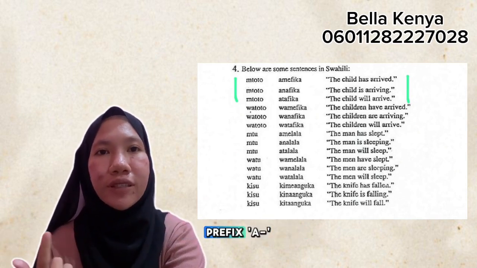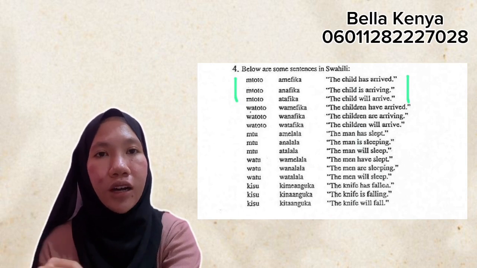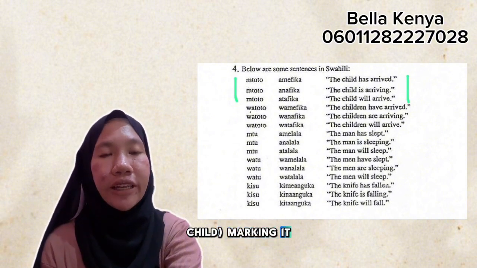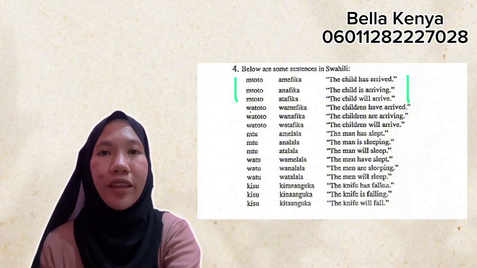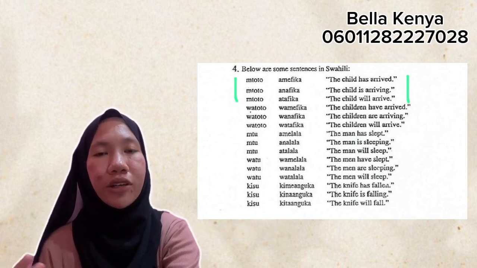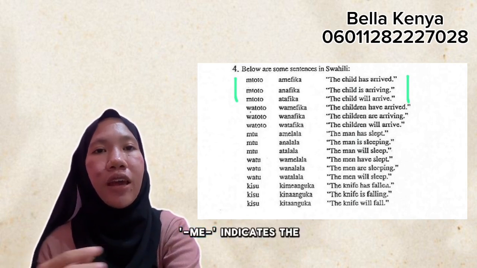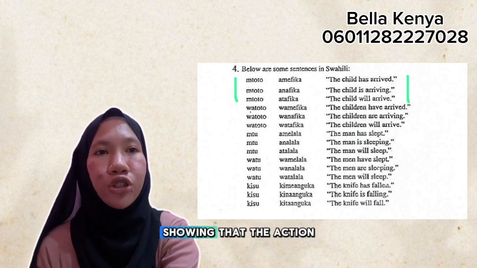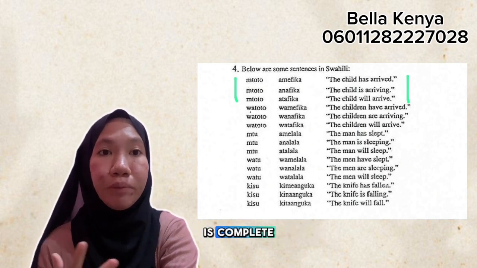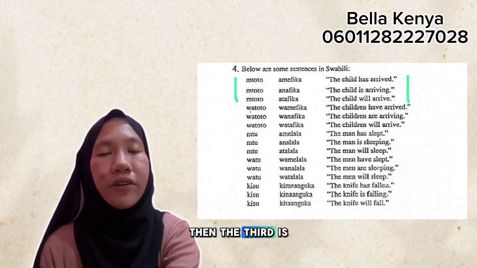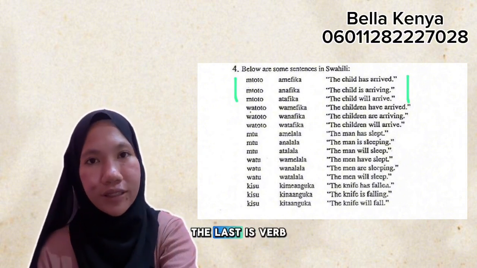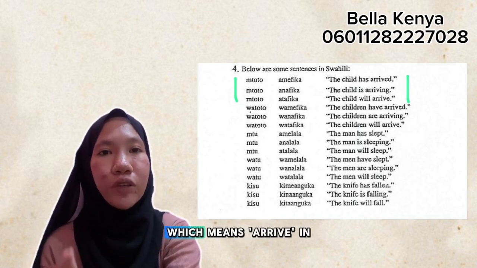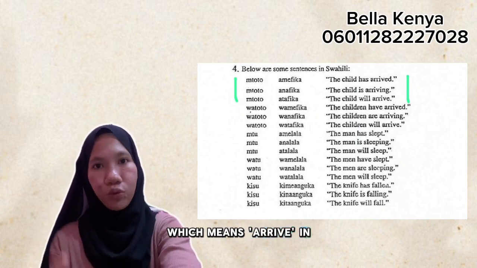So the subject prefix a refers to mtoto, the child, marking it as singular. And then the tense marker, me, indicates the present perfect tense, showing that the action is complete. And then the third is the verb stem. The last is the verb stem fika, which means arrive in Swahili.